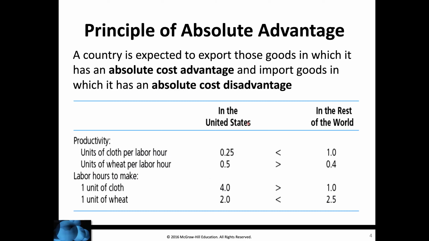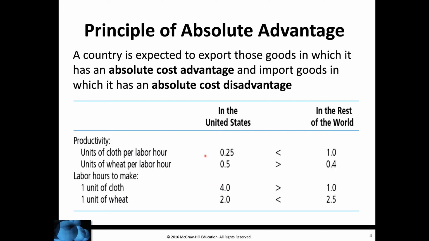So we're going to be comparing the United States with the rest of the world. And so let's first look at cloth. How many labor hours does it take the United States to make 1 unit of cloth? Well, in this example, it's 4 hours to make 1 unit of cloth. If we look at the rest of the world, it only takes them 1 hour to make 1 unit of cloth. And so you can see already it takes the US more time.